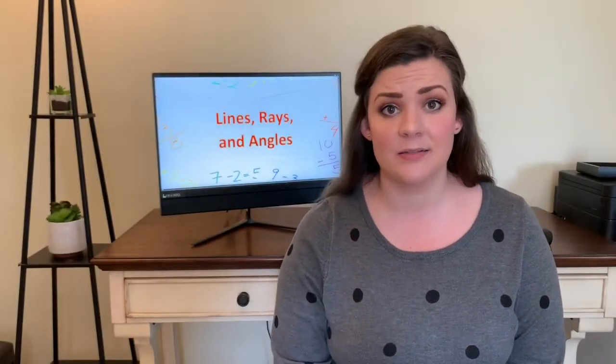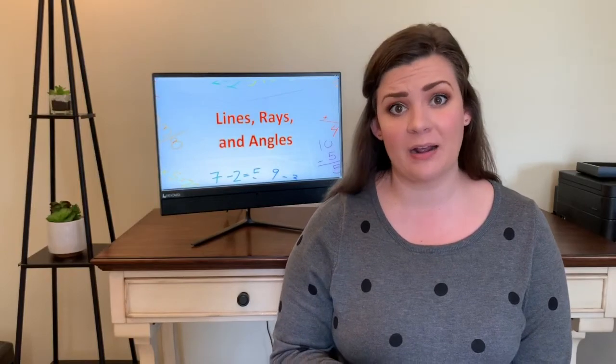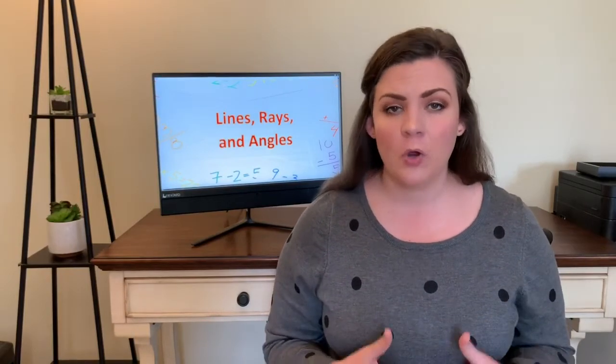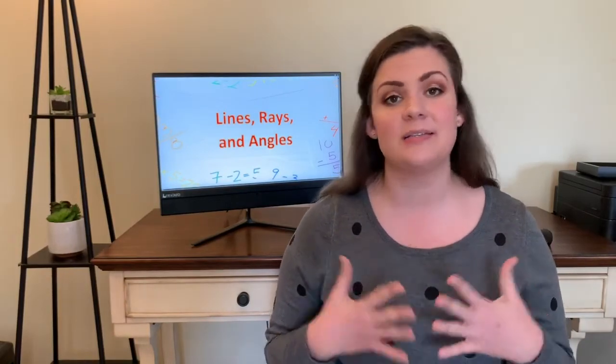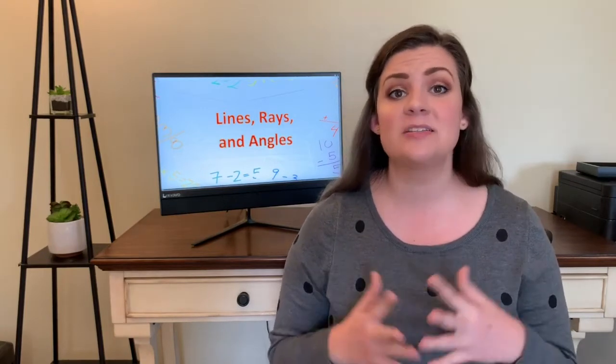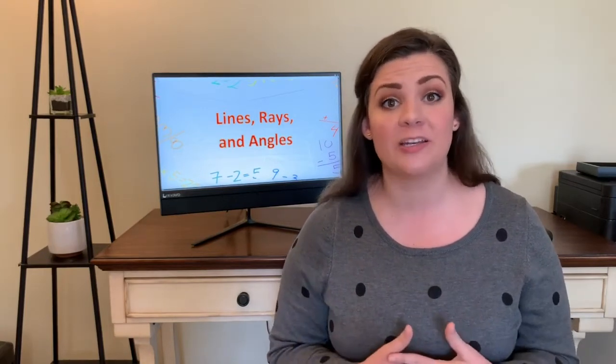There are 4 different types of angles that I'm gonna want you guys to be able to recognize. The first angle that I want you to recognize is what we call a right angle. Right angles, in my opinion, are one of the easiest ones to spot. They create a square corner, or a 90-degree angle.